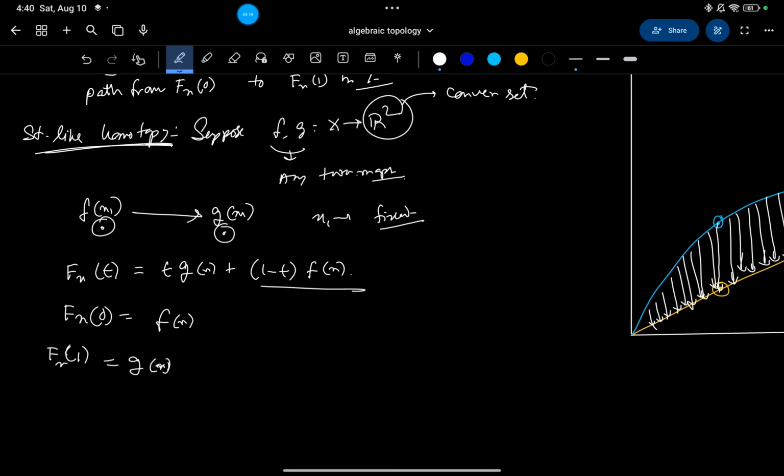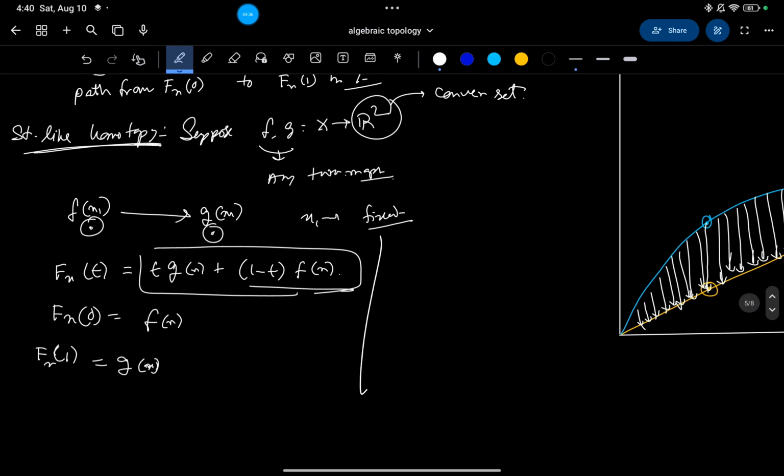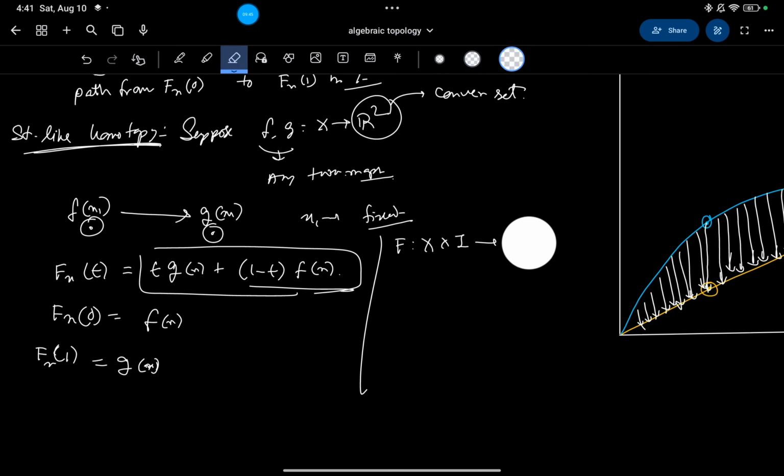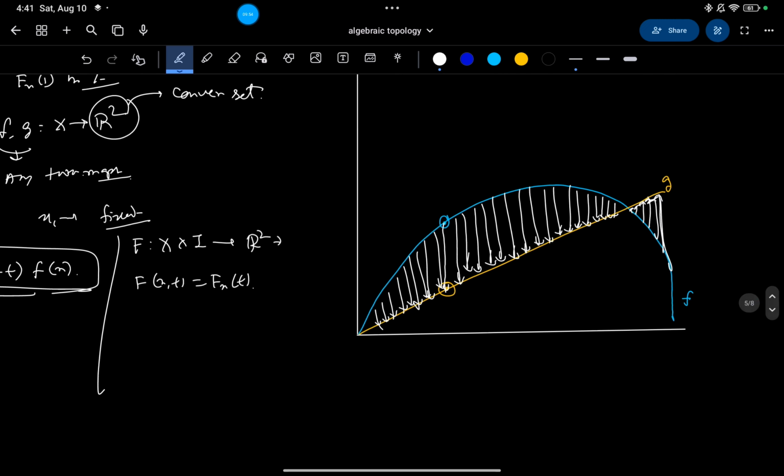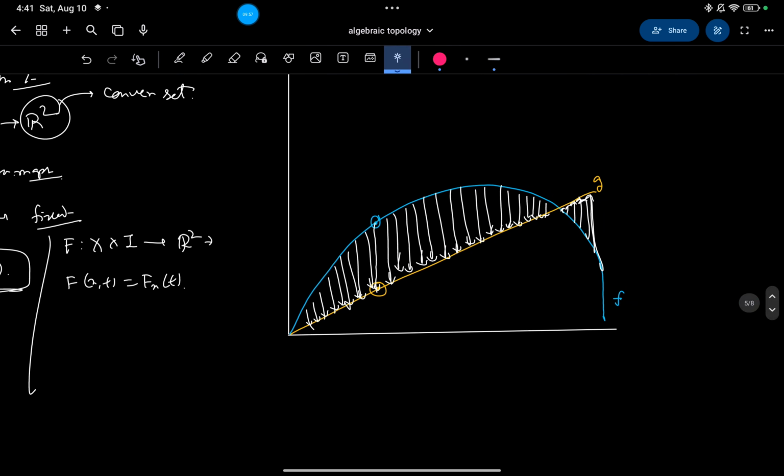Remember, this is the equation of a straight line that we define between two particular points in a convex set. This particular equation paves the way. Alright, so that means this is the fxt. So my map f is a mapping from x cross I to y, let's say y is nothing but R2 here, such that f of x comma t is nothing but fx of t. So basically either you get two maps between fx to gx, or maybe the converse one.